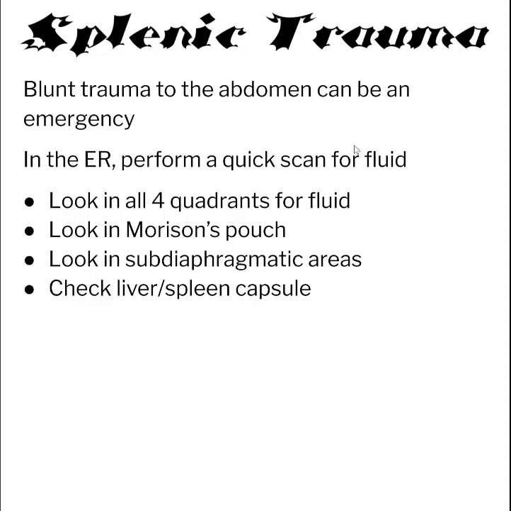So when a patient comes in with blunt trauma to the ER, usually this is going to be done bedside by the ER doctor. They're going to perform a quick scan, and they're going to look around for fluid in all four quadrants. They're going to double check for fluid in Morrison's pouch, looking in the subdiaphragmatic areas for fluid, and then they're going to do a good look through the spleen and through the liver, looking for any sort of hemorrhage that might be visible.